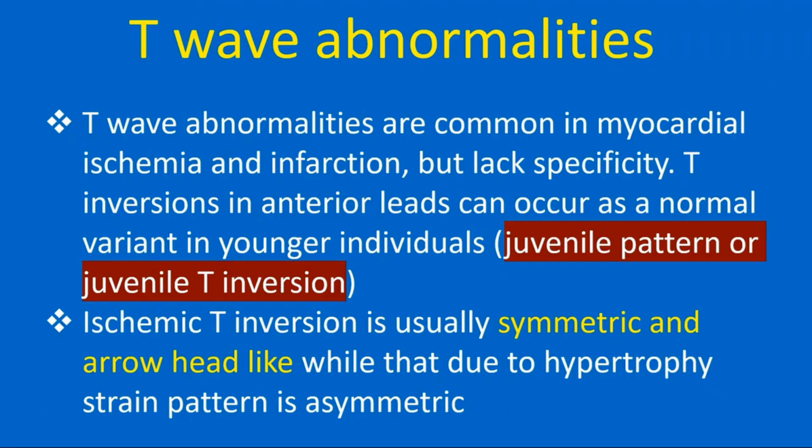T wave abnormalities are common in myocardial ischemia and infarction but lack specificity. T inversion in anterior leads can occur as a normal variant in younger individuals. Juvenile pattern or juvenile T inversion. Ischemic T inversion is usually symmetric and arrowhead-like, while that due to hypertrophy strain pattern is asymmetric.